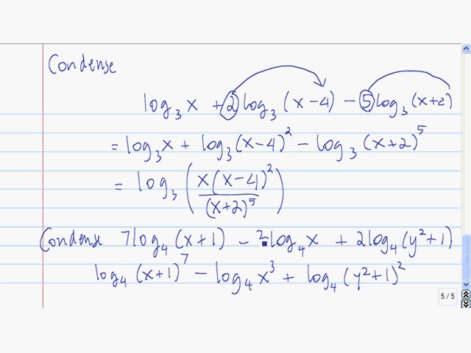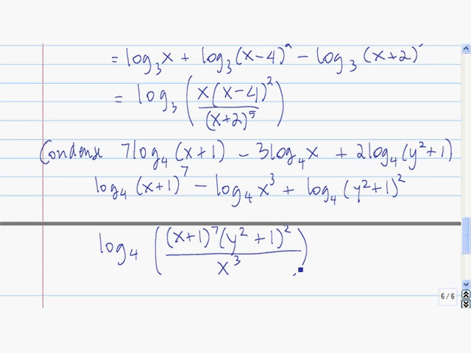Okay, the first thing that you wanted to do was pop up all of the coefficients as exponents so that we only have either 1 or negative 1 in front of the logs. And then the next thing you do is combine everything into one single expression. So the terms that have a plus in front of the log form the numerator. Okay, we multiply the insides together. And whatever has a minus in front goes to the denominator. Okay, x cubed comes down here into the denominator.